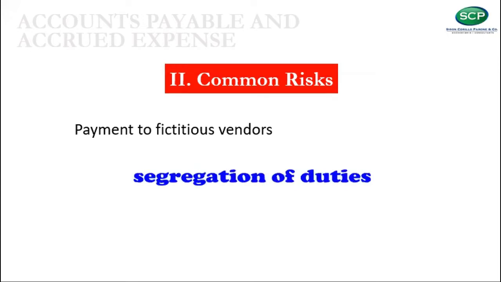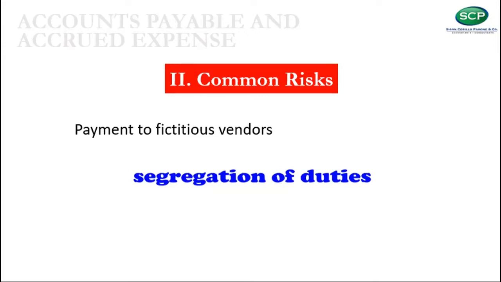As we have mentioned earlier, segregation of duties requires that the approval of invoices for payments, preparation of checks, signing of checks, and recording to the books of accounts be performed by different personnel so that independent cross-checking of information can be performed. However, if all these functions are done by the same person, then this setup allows manipulation of payments.